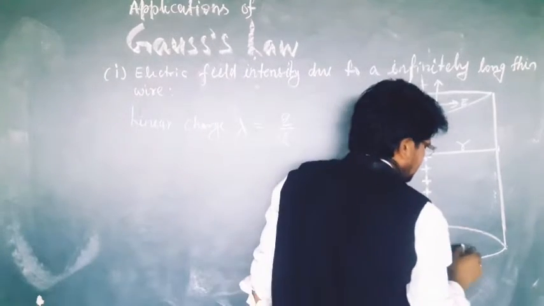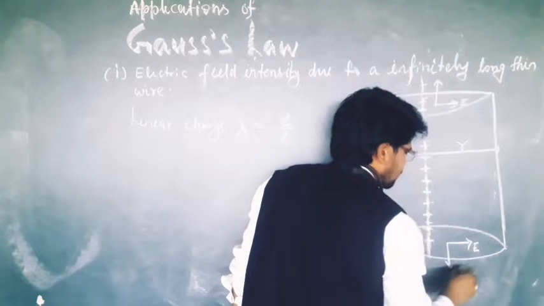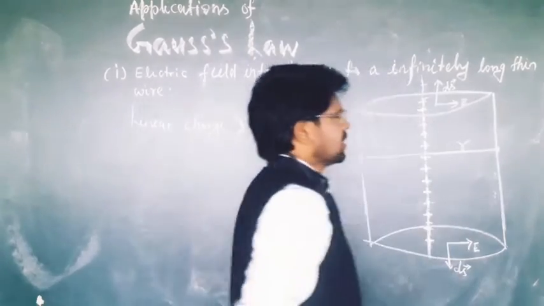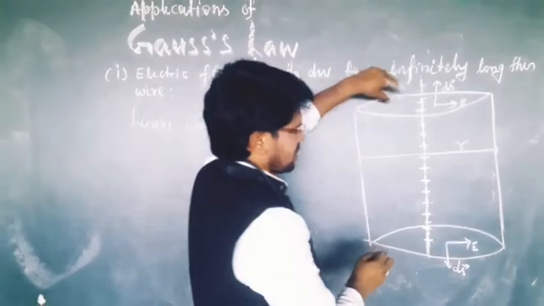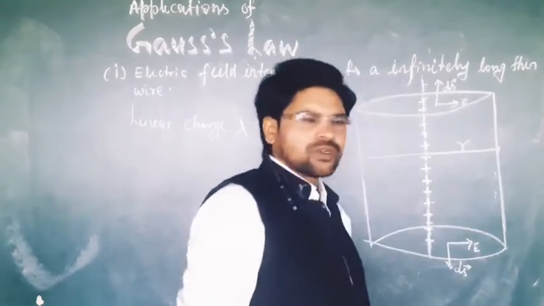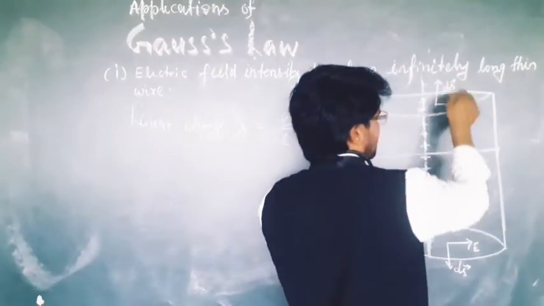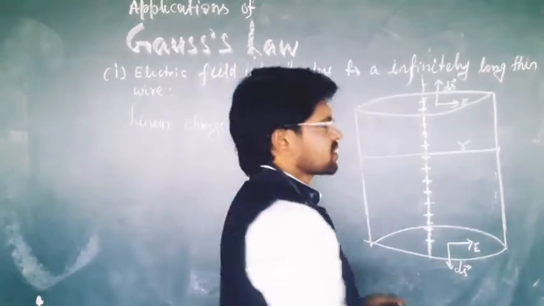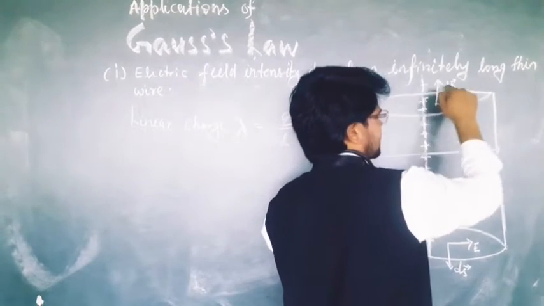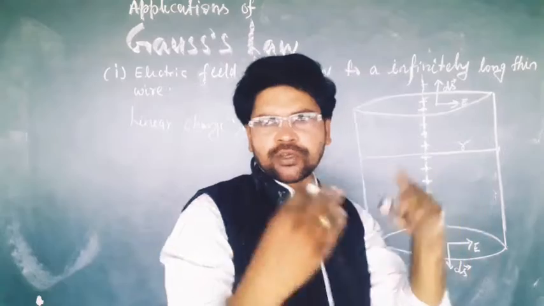The same case will be at the second base. Electric field intensity is perpendicular to the area vector at the bases. I think it will be clear, because we have considered that the wire is positively charged, so the electric field is always away from the positive charge. The direction of the electric field will be this one, but the area vector is always perpendicular to the surface containing the area. So the area vector ds will be perpendicular to the base. Thus, electric field and ds are perpendicular to each other.